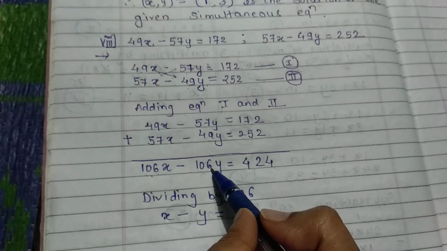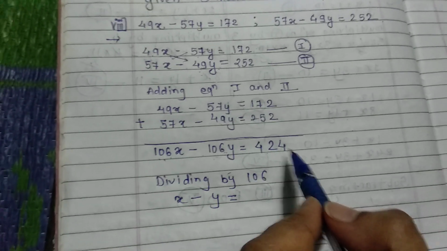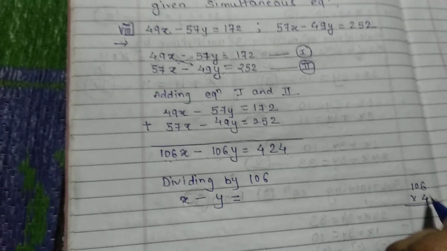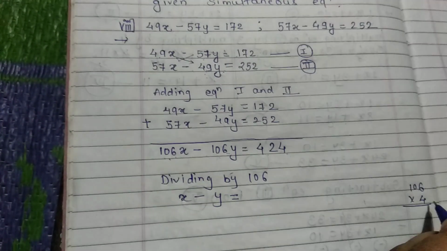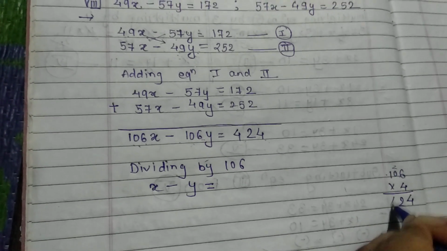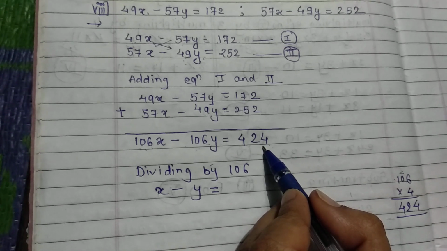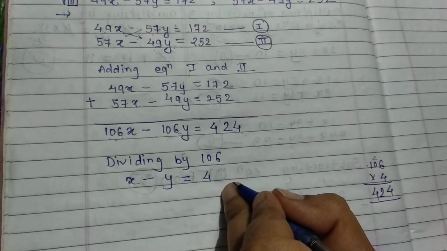See here the last digit was 6. So in the table of 6, when does 4 come? 6 4s are 24. It means I will do 106 into 4. So 6 4s are 24, 2 carry 2, 2 as it is, and 4 1s are 4. Means 106 into 4 we are getting 424. So here it is 4. So here we are getting the new equation.